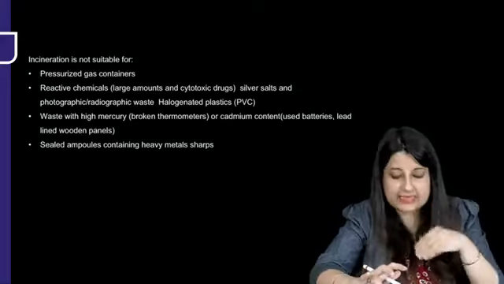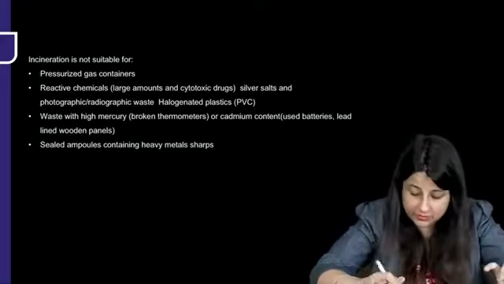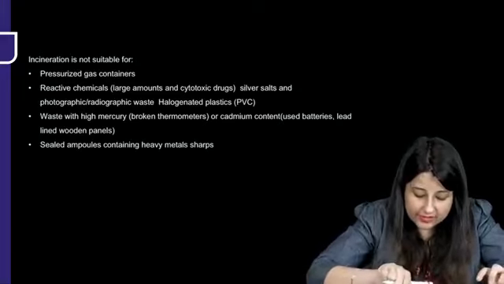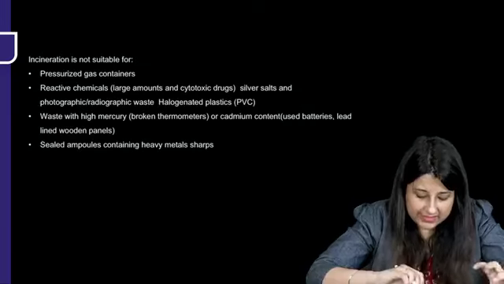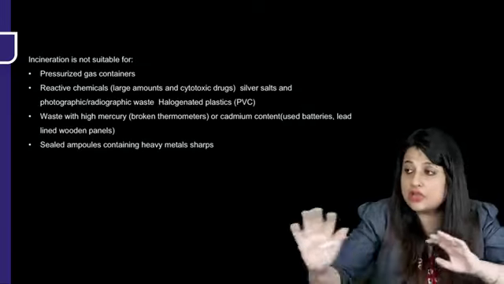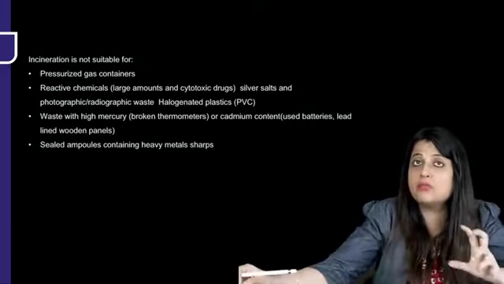Silver salts, then it will all be sent back to the manufacturer. Silver salts, photographic, radiographic waste with high mercury, broken thermometer, okay, sealed ampoules containing heavy metals. Now, if there is a broken thermometer here, how will you collect the mercury?